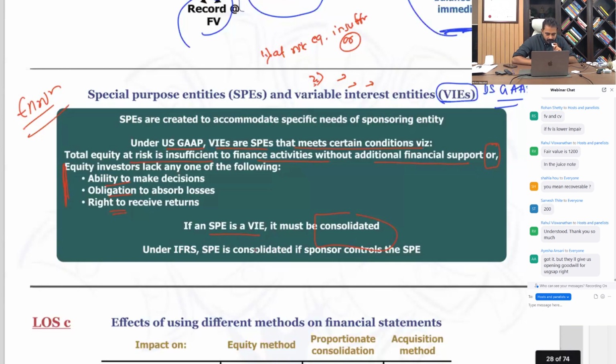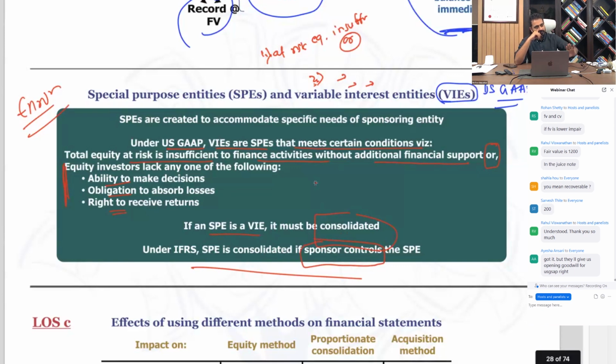How about IFRS? IFRS says you decide yourself. IFRS says if as a sponsor you control, you consolidate. IFRS, remember, is a principle based accounting standard. It doesn't specify rules where it feels it's not required. So IFRS says you decide. If you control, consolidate. If you don't control, don't consolidate.